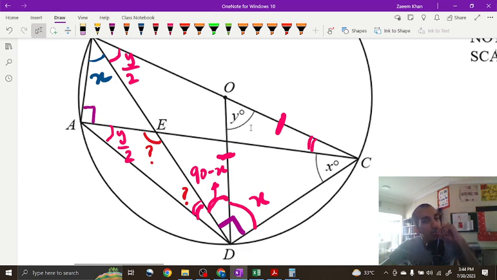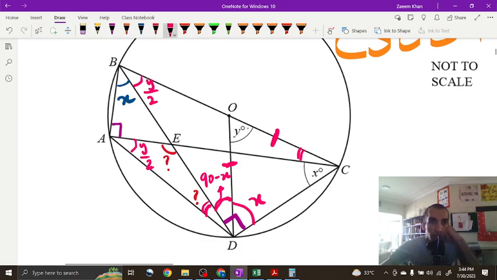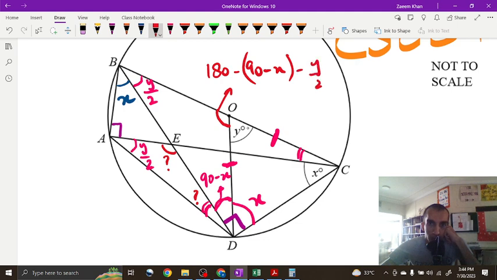Then we can find out the angle. How will we do that? By subtracting 90 minus x minus y over 2 from 180. 90 minus x, and what else? Y over 2. Perfect. We'll have to solve that a little bit.